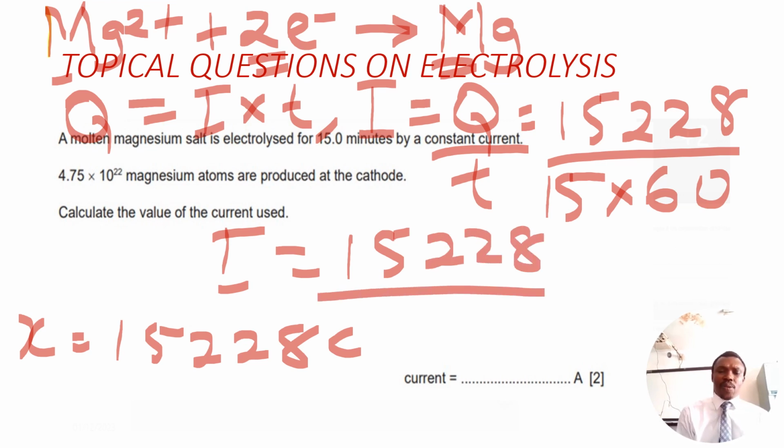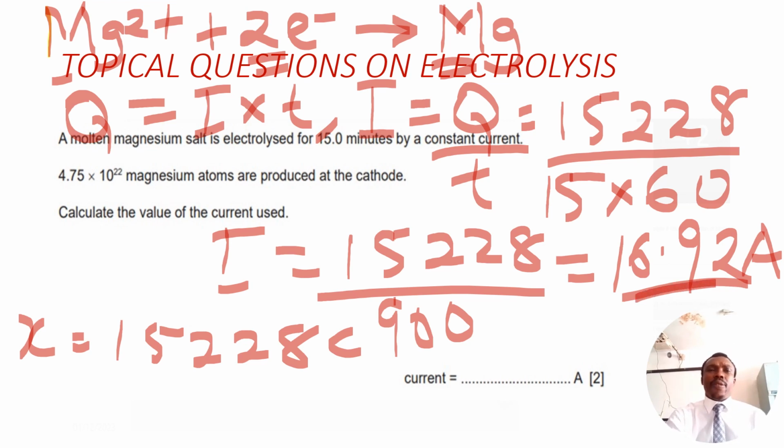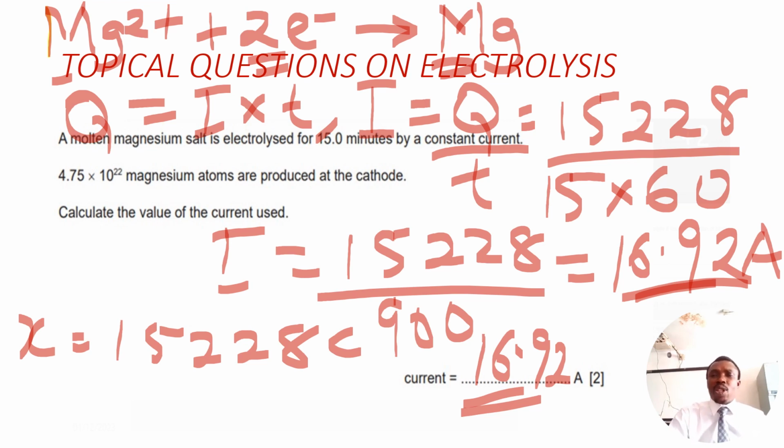If I use my calculator, 15 times 60 is equal to 900. So to calculate the value of current used, we say 15,228 divided by 900 is equal to 16.92 amperes. So the value of current used is equal to 16.92 amperes.